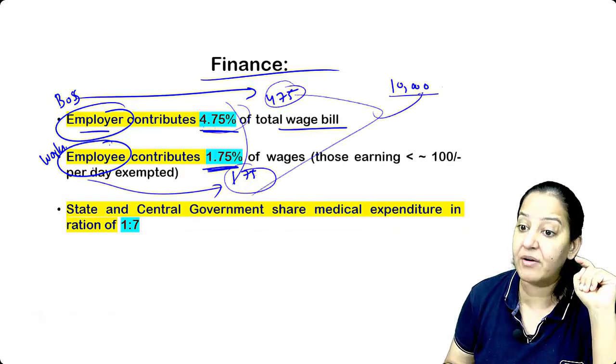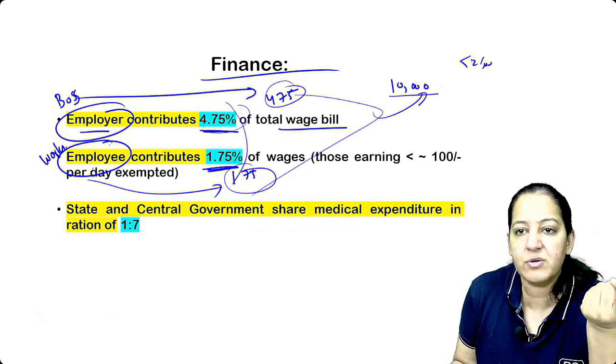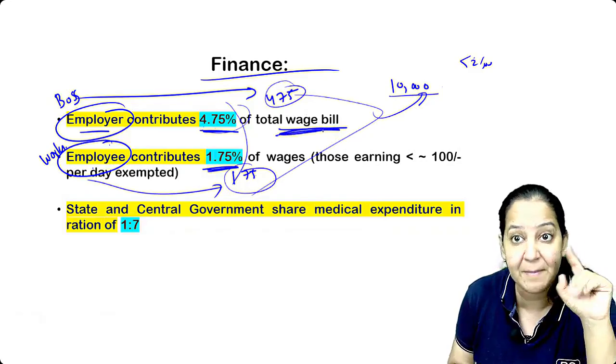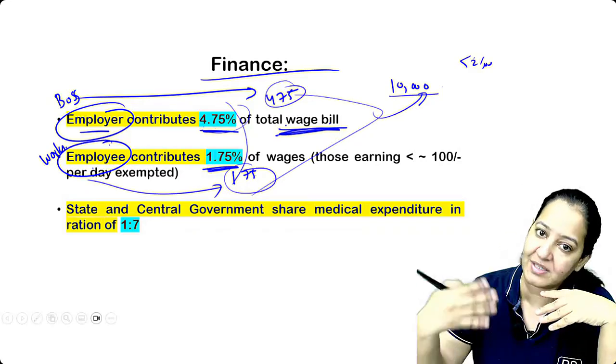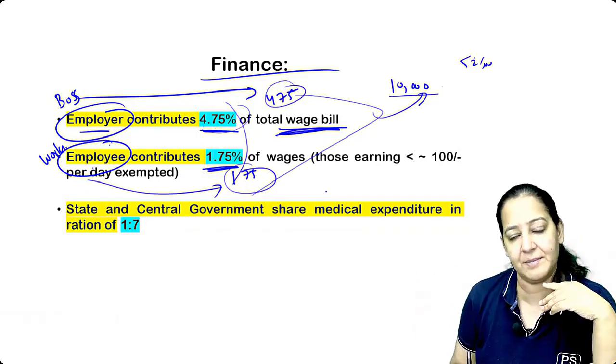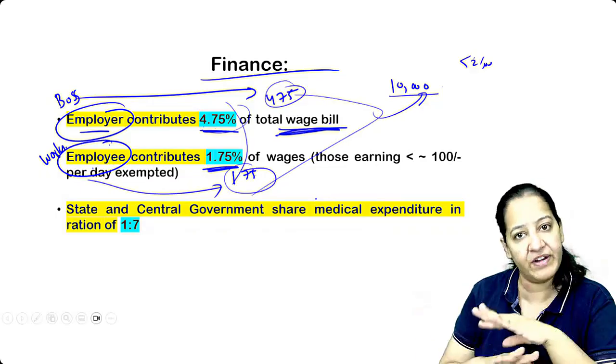If the person is earning 10,000, it can be anything less than 21,000. So a percentage of his total monthly wages is given as a premium every month. Every month it is given as a premium. Now when the person falls sick, free treatment will be provided.